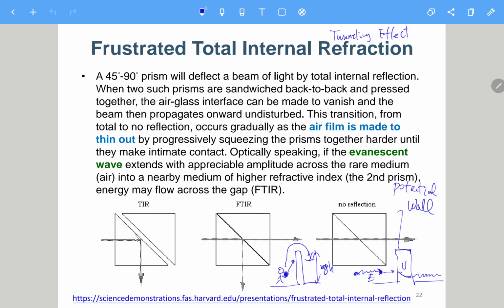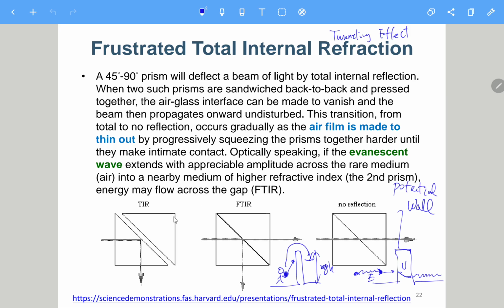Okay, so if we place them apart, so we have a large gap in between, all the light will be totally reflected. So this is the incident ray, and then this is the reflected ray. All of the rays are totally internally reflected.